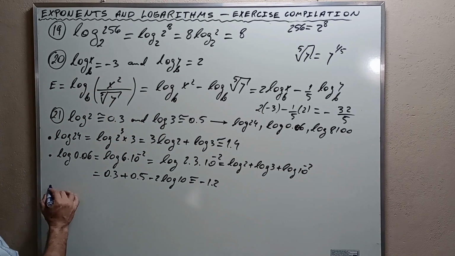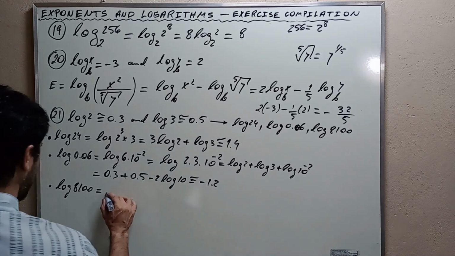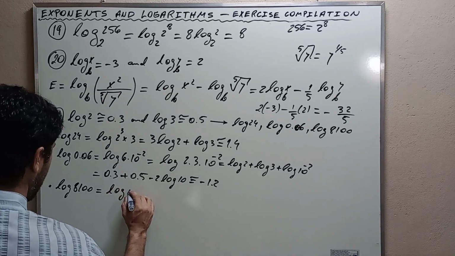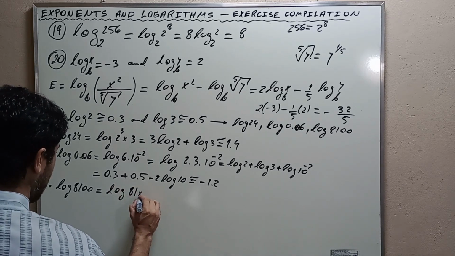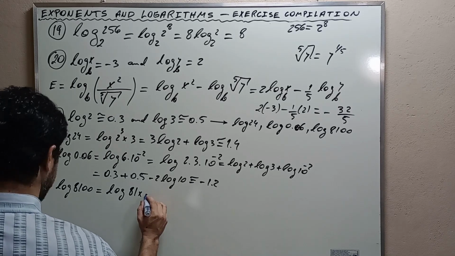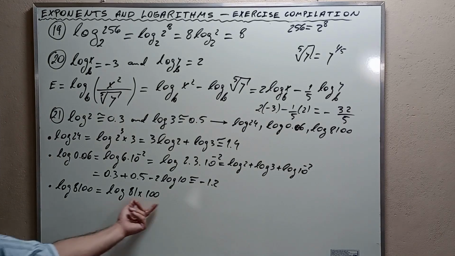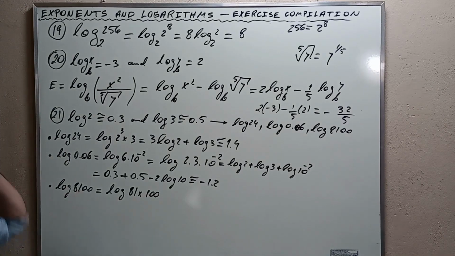And now the logarithm of 8,100. How do we calculate this? Observe that 8,100 is equal to 81 times 100. Okay? If you multiply this, you get this number here.